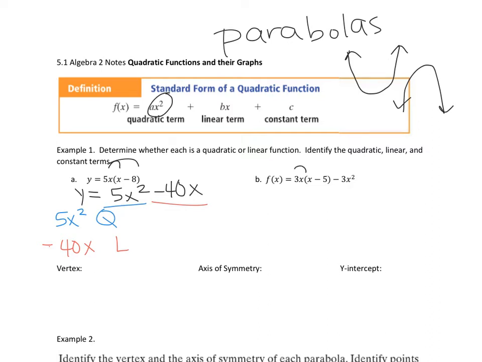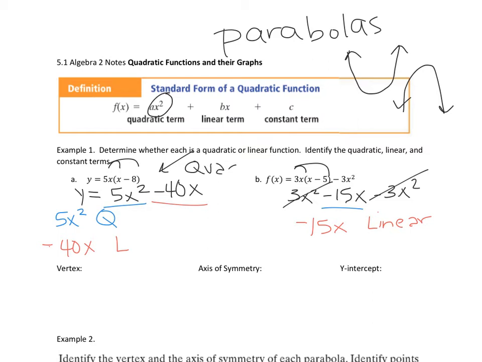I'm going to do the same thing over here. I'm going to do the distributive property. And when I do that, these 3x squareds will cancel out. Positive 3x squared and negative 3x squared will cancel out. So all I have left is a negative 15x. So it's no longer a quadratic. This is a quadratic function, and this is a linear function. So just make sure you do the distributive property.